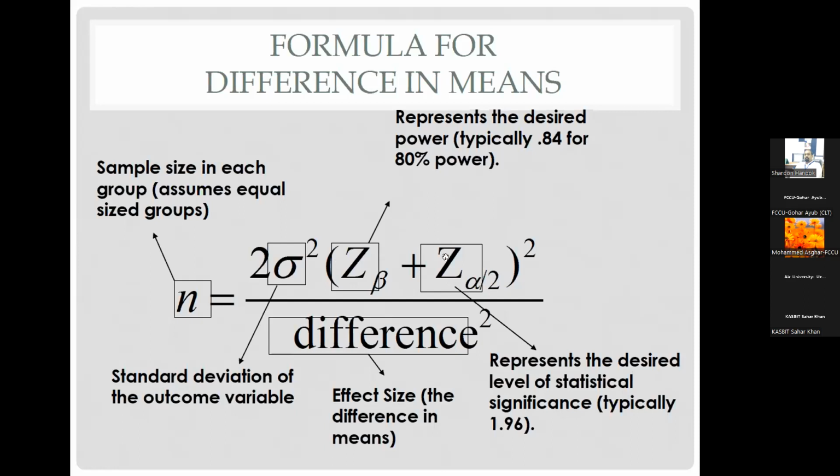Then there are some core typical statistical measures. We call them Z beta and Z alpha by 2. Z beta represents the desired power. Generally, people keep it at 80% power, so we calculate the value of it. Then Z alpha by 2 relates to the level of statistical significance you want to keep, and generally we keep it at 5%. So at 5%, the Z alpha by 2 value is 1.96. And for 80% power, it is, I think, 0.84.